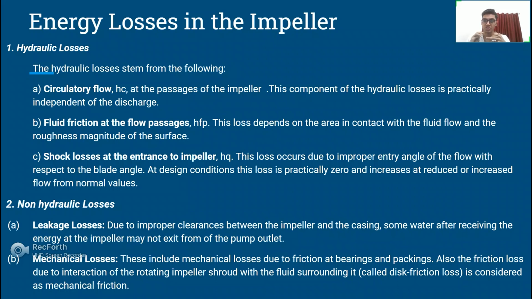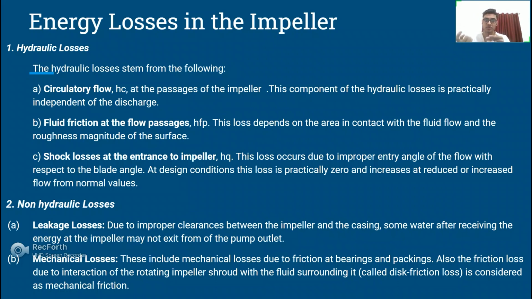The third one is the shock losses at the entrance of the impeller, Hq. This loss occurs due to improper entry angle of the flow with respect to the blade angle, that is alpha and beta. The blade angle will be beta here. At design conditions, this loss is particularly zero and increases at reduced or increased flow with normal modes.